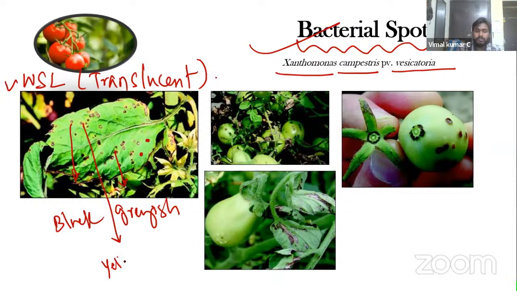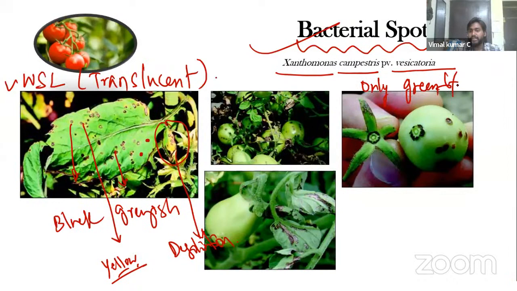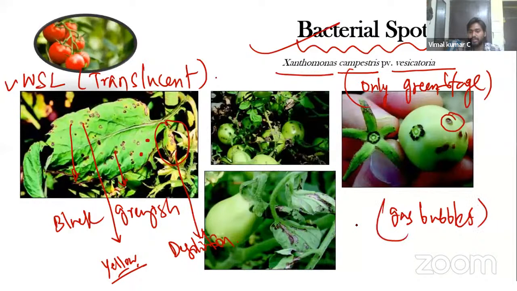So this is about the leaf symptoms. Once it starts progressing, the entire lamina will become yellow and defoliation will occur. This is how the disease progression will be. With respect to fruit, the infection starts only at the green stage. It will be slightly raised or sunken; both can be seen, but most of the time it will be a little sunken in nature. You can see the black spots, slightly depressed, and inside that, if you look, there will be production of gas bubbles. I think this question came recently in ARS.